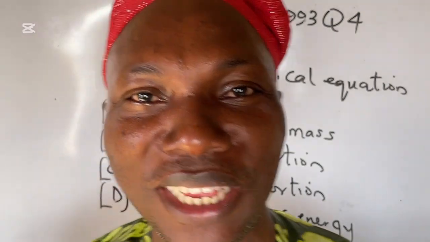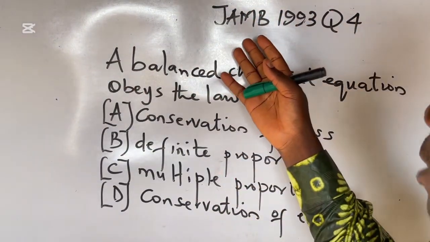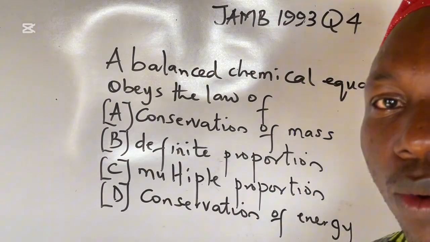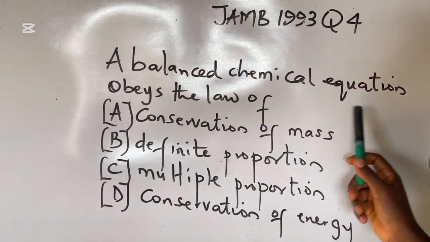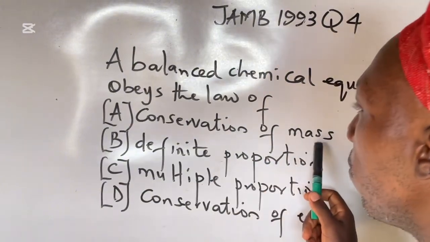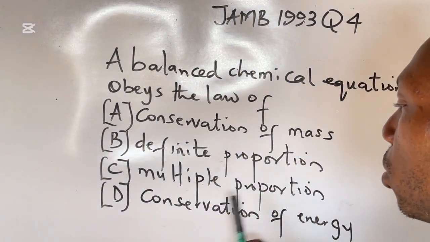Good day, friends. We still want to solve more questions on JAM 1993 question 4. We are saying law of chemical combination. Said a balanced chemical equation obeys the law of: A, conservation of mass; B, definite proportion; C, multiple proportion; D, conservation of energy.